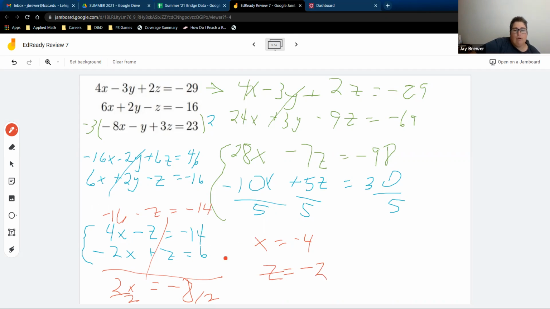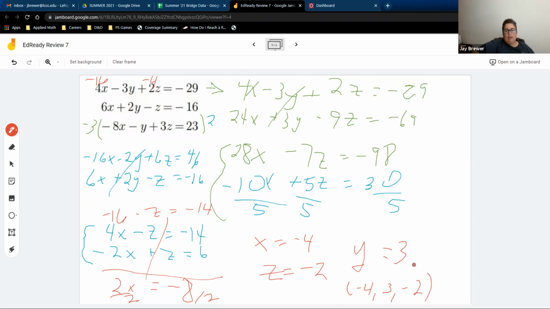So then that leaves us with, we now have to find y. So if you go back to the top, 4 times negative 4 will give you a negative 16 again. 2 times negative 2 will give us a negative 4. If we add those together, that's negative 20. So we have to add 20 to the right. So that'll give us negative 9 left. Negative 9 divided by a negative 3 will give us 3. So your overall answer here is negative 4, 3, negative 2.